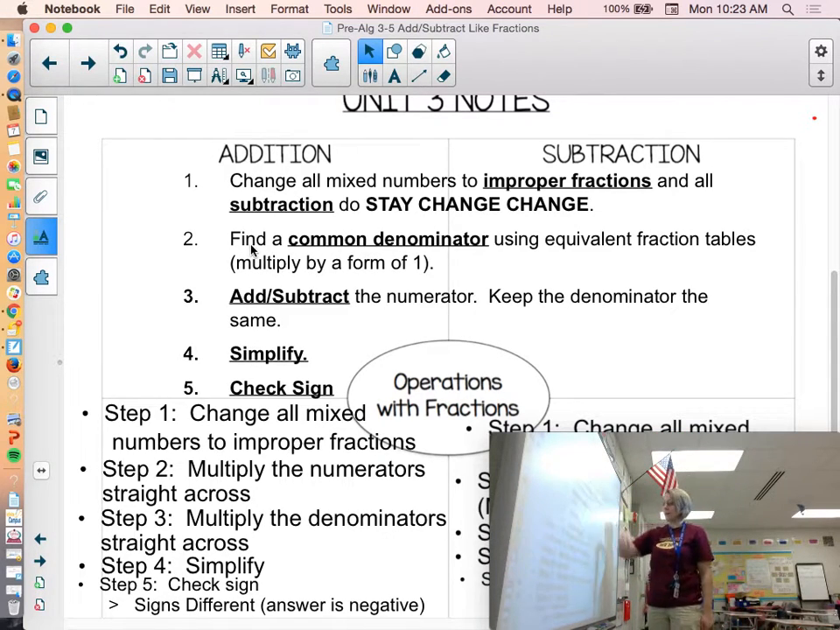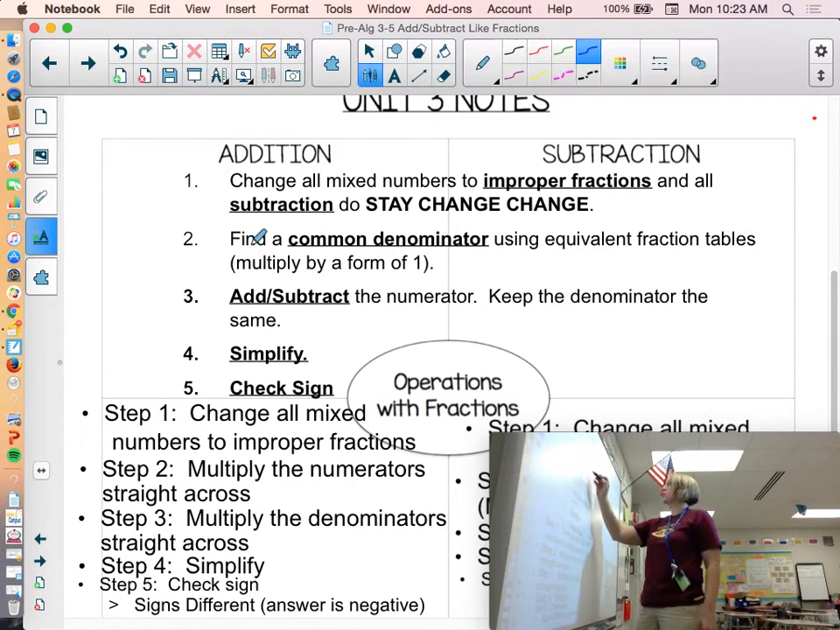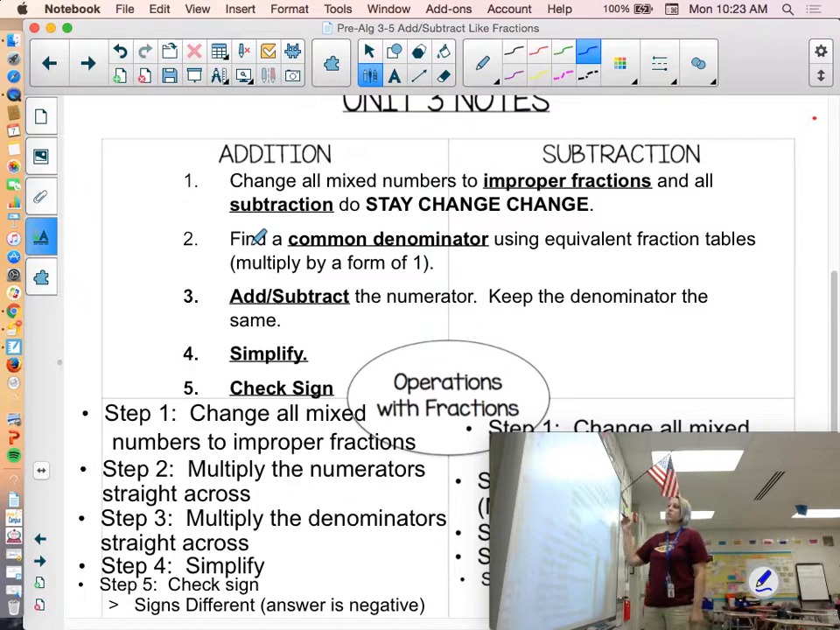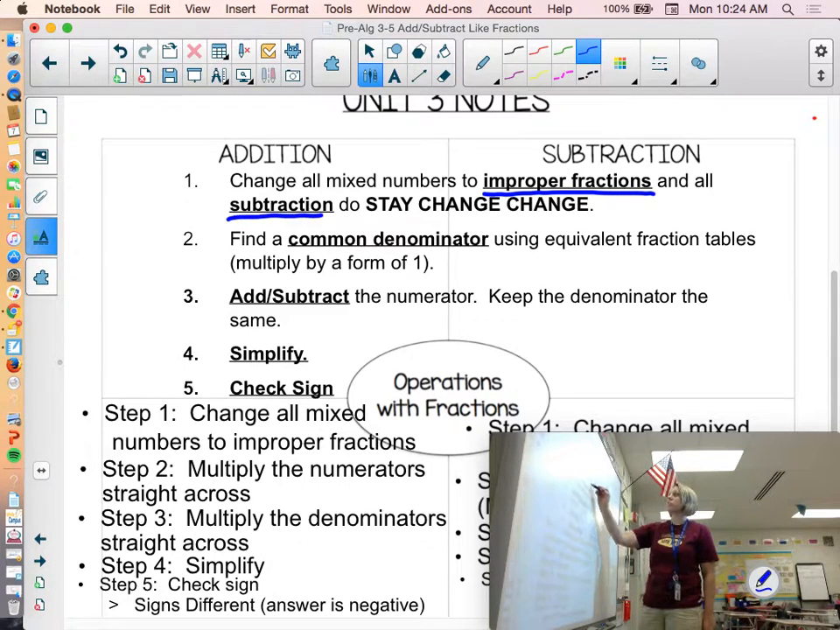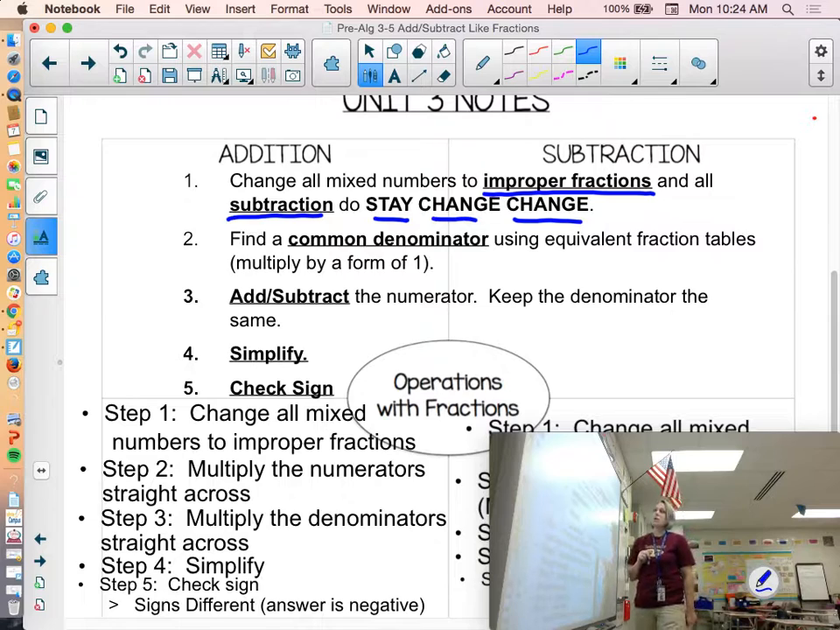Those are right here. We need to change all mixed numbers to improper fractions, and all subtraction, you have to do stay, change, change. So all mixed numbers, change them to improper. Make sure you do that right away. And right away for subtraction, do stay, change, change. Please write this down. Notice it's in both boxes because basically we don't know whether we're going to add or subtract until we look at the problem.